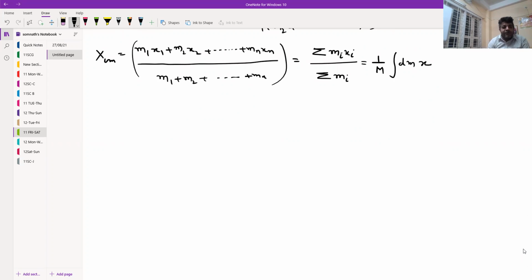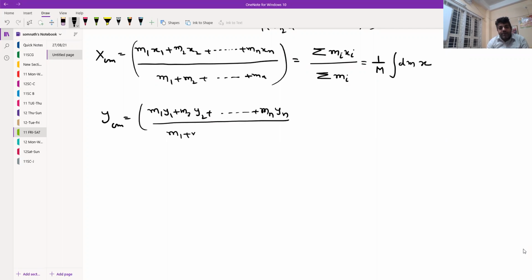So if we want to write for y-axis, y center of mass, we can write m1 y1, m2 y2, dot dot dot, mn yn by m1 plus m2, dot dot dot, mn. That we can write summation mi yi by summation mi, that is 1 by m integration of dm y.